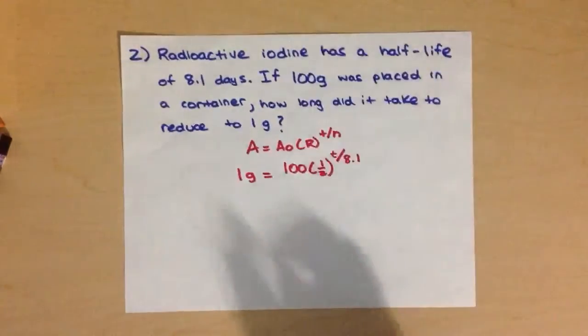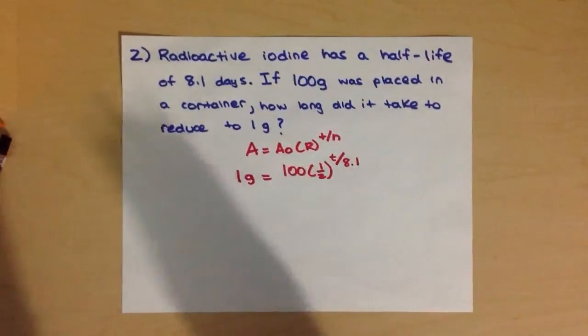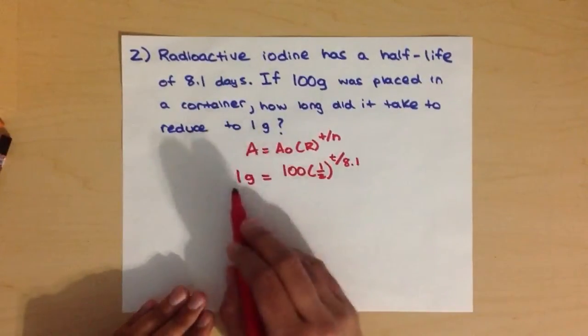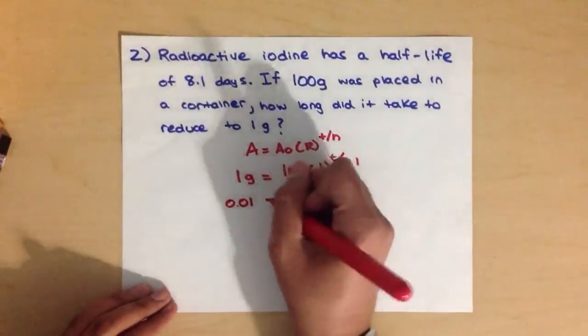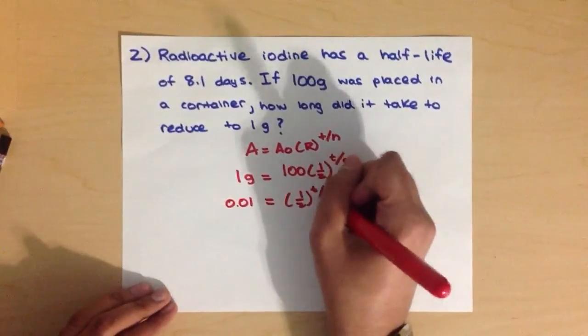Now how are we going to solve this? We have a variable in there, so what are we going to do? You have to convert this into an equation that we can solve using our knowledge of logs. So first of all, we're going to take this 100 and put it on this side. We're going to divide each side by 100 to make this one 0.01. And that's going to be equal to half to the power of T over 8.1.